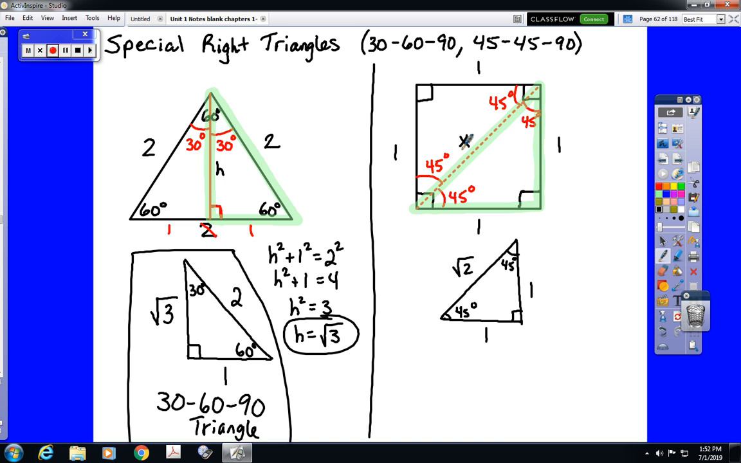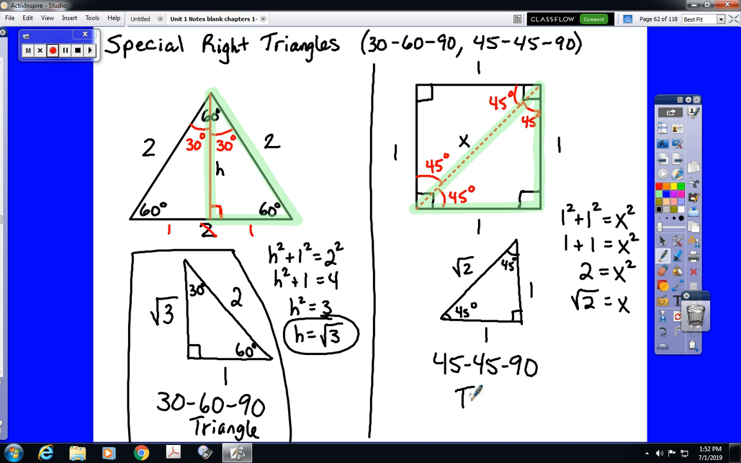Now again, if you want to see how I did that, if the length of the diagonal is x, we have 1 squared plus 1 squared equals x squared, Pythagorean theorem, which would be 1 plus 1, or 2, and then we would take the square root to get x. This is our special right triangle, the 45-45-90 right triangle. And again, using what we know about similar triangles from chapter 1, we can use that triangle to solve a lot of semi-real world problems.